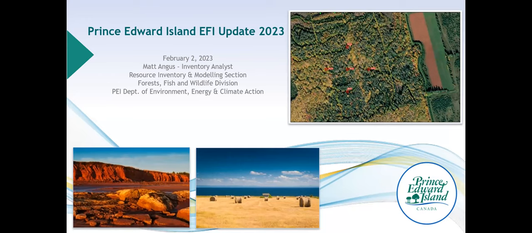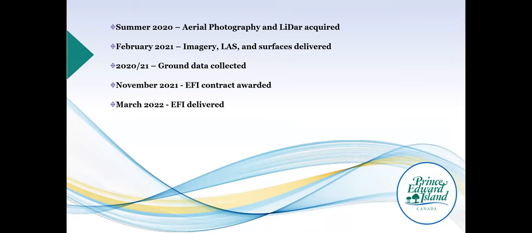So Pez did a great intro there on what an EFI is and the components that go into it. Here are the five major milestones of our EFI. First, we flew the LiDAR and aerial photography together at the same time in the summer of 2020. That was all processed, rectified by the vendor before being delivered. At the same time, we were collecting all of our ground plots for our traditional forest inventory, data that were then used to process the EFI. So we got all our photos, the LiDAR point clouds and all of our ground data. That was sent to an EFI vendor, a contract was awarded, and the final product delivered last March.